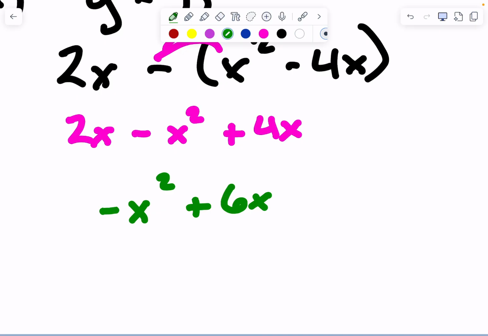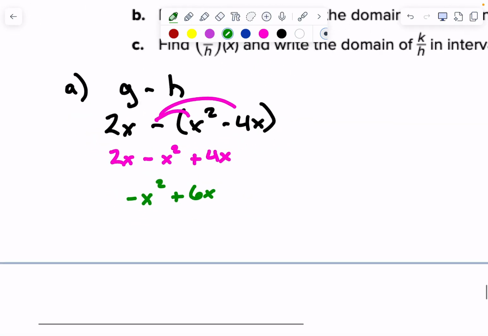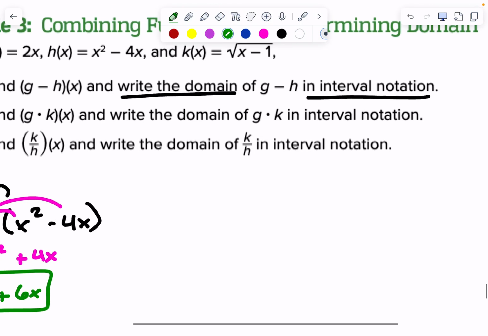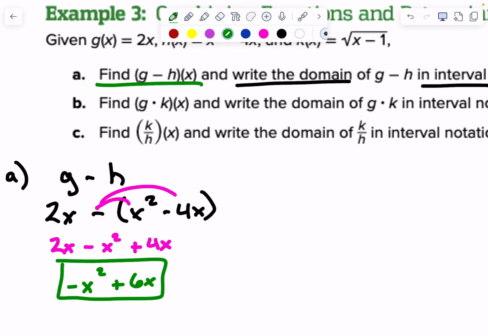Okay. Now, here's the question. They ask us to simplify, right? They said find g minus h of x, right? We're not plugging a number in, so we just get that as an answer. And write the domain.